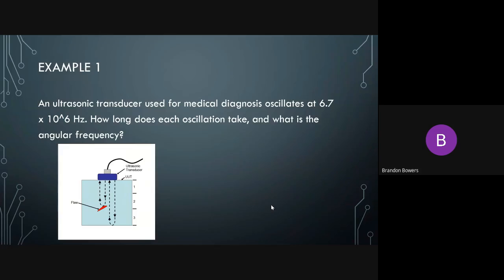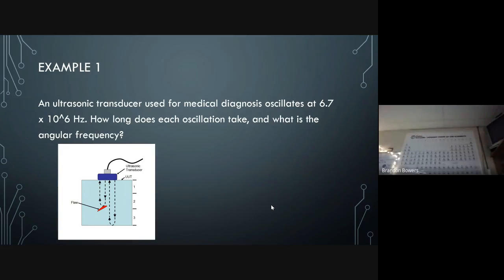So here's our example. An ultrasonic transducer is used in medical diagnosis. It oscillates at 6.7 times 10 to the 6th power hertz. How long does each oscillation take, and what is the angular frequency?